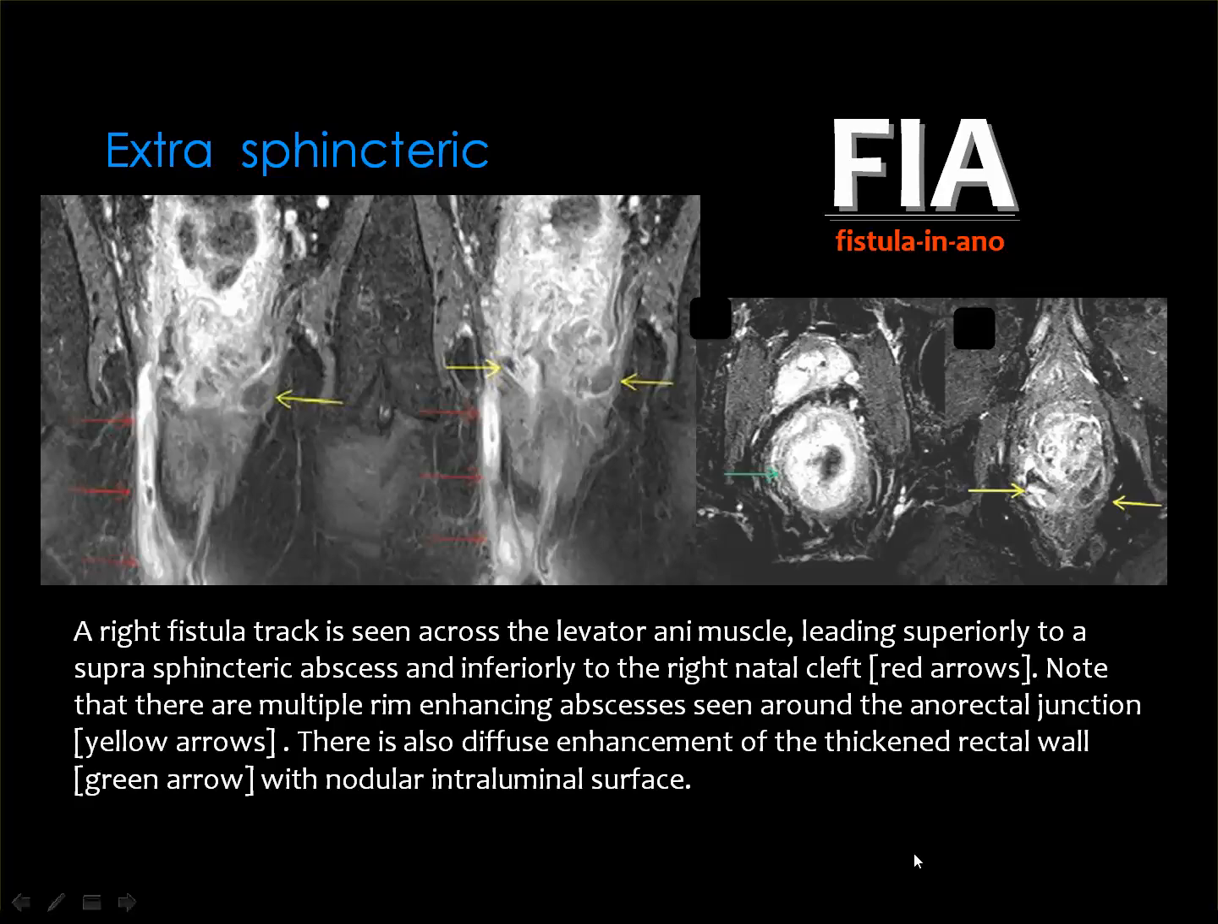Extrasphincteric fistula is the fistula which connects the skin to the rectum, going through the levator ani, and this is the rarest type of fistula. It has no relation to the anal canal except for the external opening. Then the fistula passes, as you can see, it crosses the levator and it's connected to the rectum, and there are extensive inflammatory changes and some abscesses in the perirectal area, together with marked thickening of the rectal wall and enhancement.